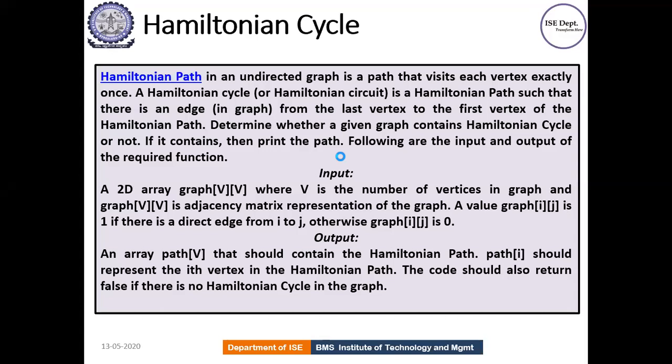So the expected output from the Hamiltonian path is obviously the possible alternative paths, correct? So you will place the path in terms of an array. So the array path contains the Hamiltonian path. The array is what you will get as output from this particular algorithm. Is this clear? So this is the problem statement of the Hamiltonian path.